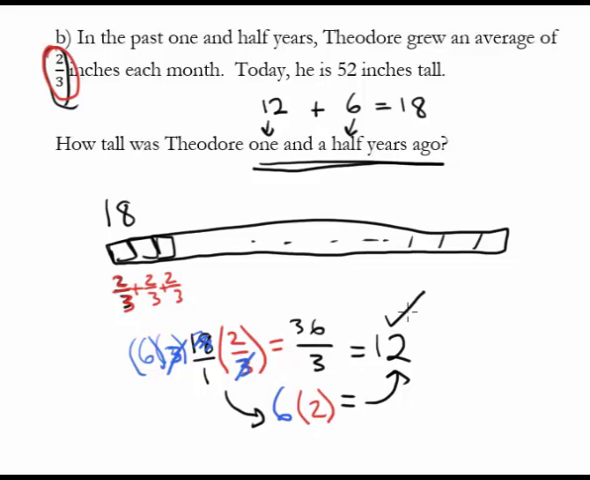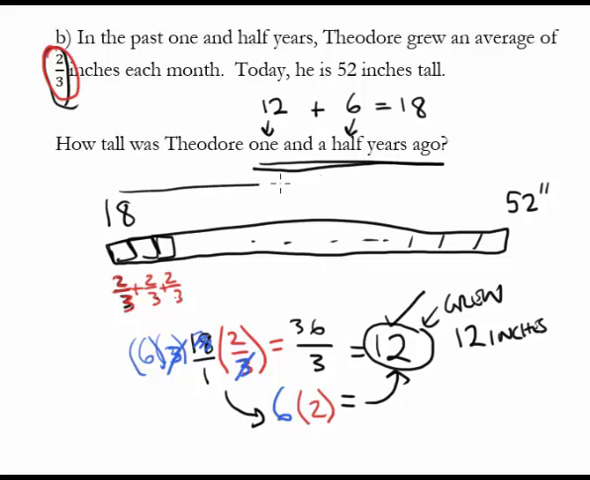So that's our answer. How tall was he? Well, that's part of our answer. In the past 1.5 years, he grew 12 inches. That's what this number means, because he grew 2/3 and 2/3 and 2/3 18 times. And now he is 52 inches. So today he's 52 inches.